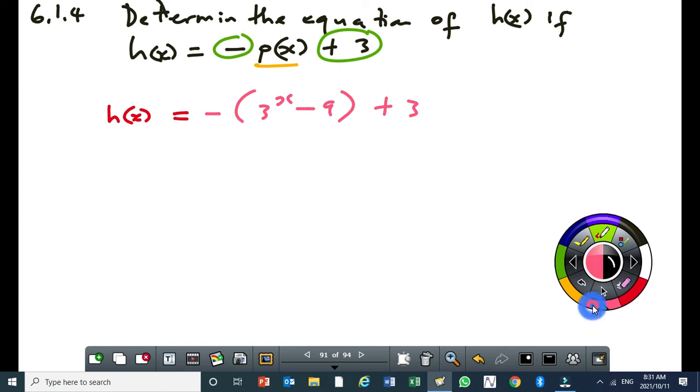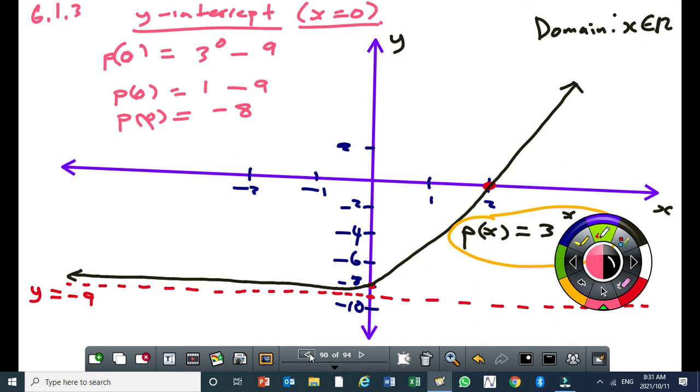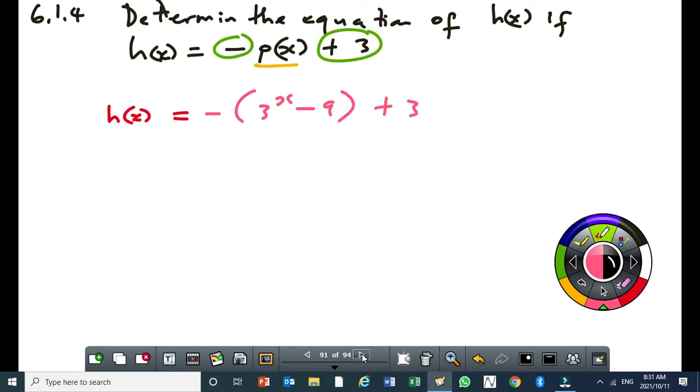Okay? So, when you reflect this function about the x-axis, it becomes a decreasing function. The asymptote moves to the top. It becomes y equal to 9, which is positive. And the curve itself will be drawn below the asymptote. Right, so then when you simplify, you get minus 3 to the power of x plus 9 plus 3. And this gives you minus 3 to the power of x plus 12. So that's your new equation.